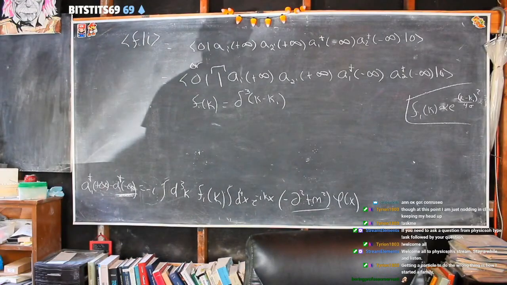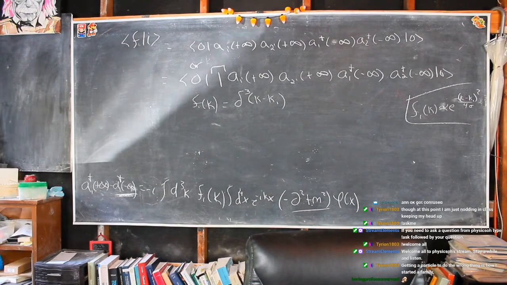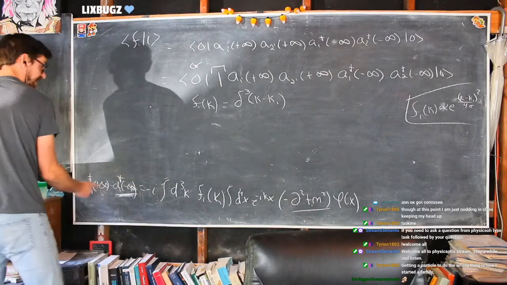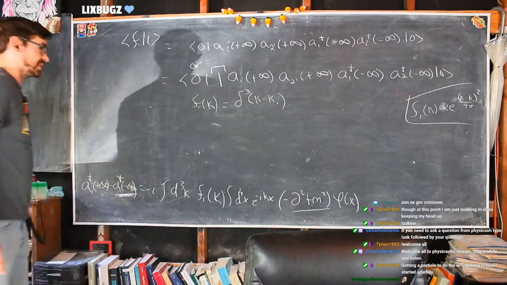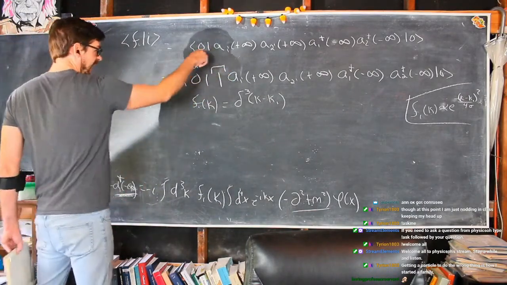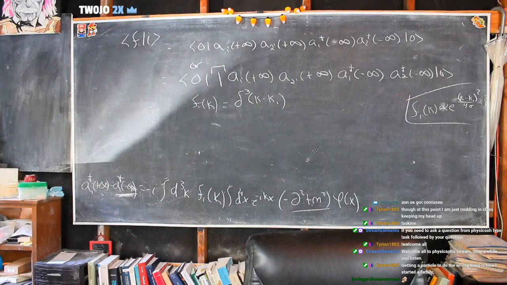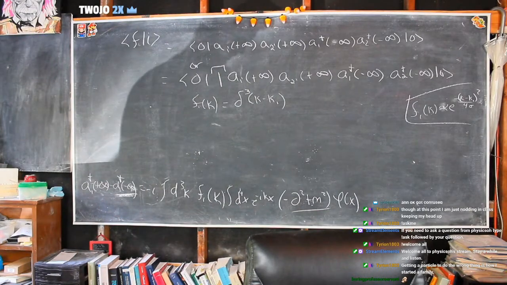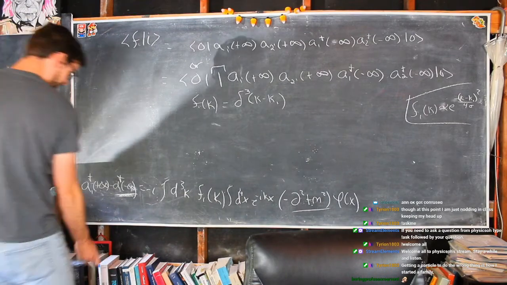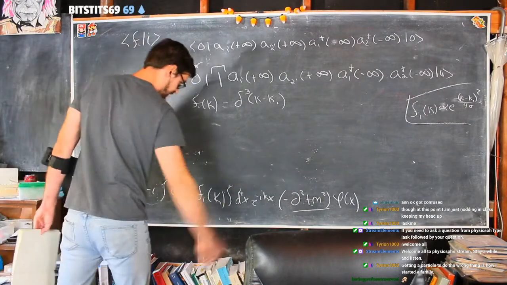That's nice. Wait a second. No, I'm sorry. This is a creation operator. It's going to get pushed over to this one because of time ordering. The positive infinity is going to make it act on this ground state, which will take it to zero. So that's good. That will get rid of that extra term. So all we'll be left with is just this is equal to this.